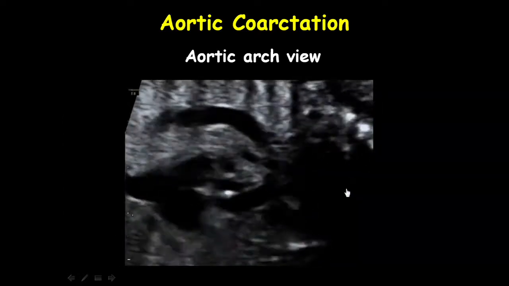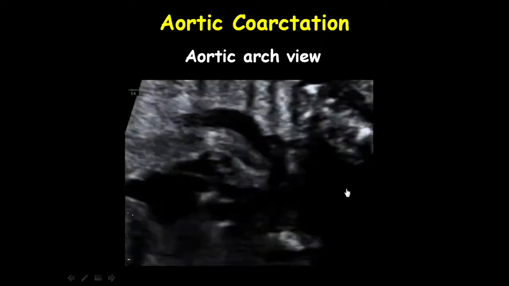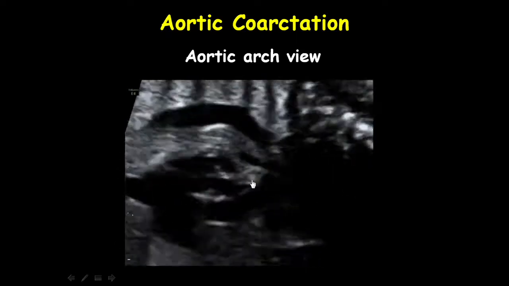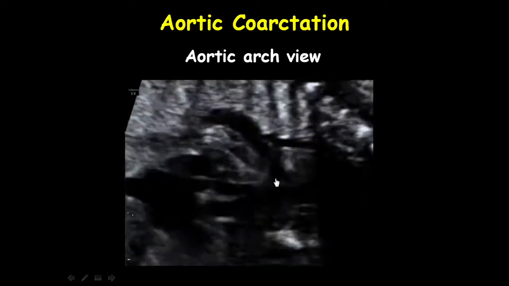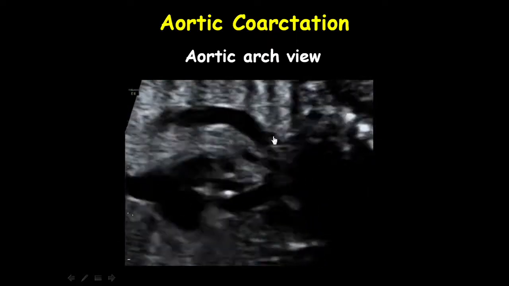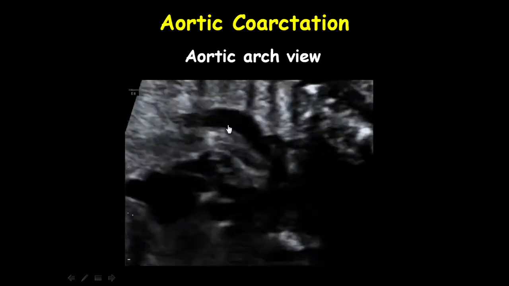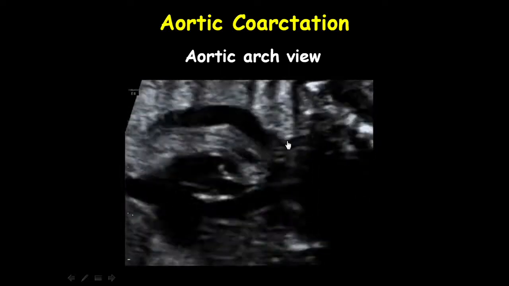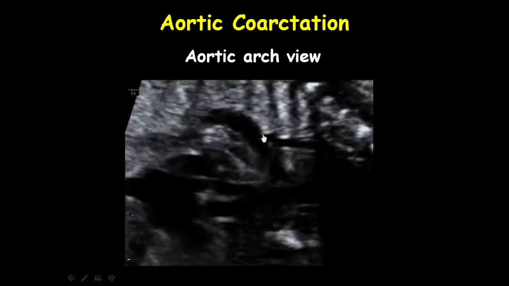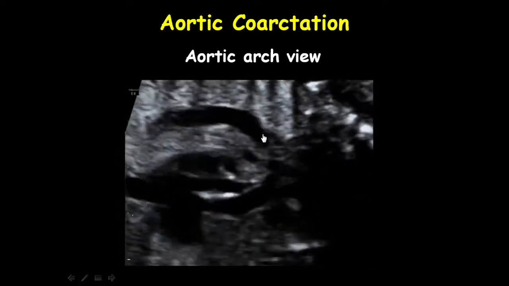And finally, we can obtain the sagittal view, demonstrating the long axis of the aorta. Here we have the ascending aorta, the transverse arch, and the shelf sign at the level of the isthmus. Here we have the ductus joining the descending aorta, and this is the left subclavian artery. This region is very small, and you can see this pinch called the shelf. This is the classic presentation of coarctation in ultrasound.